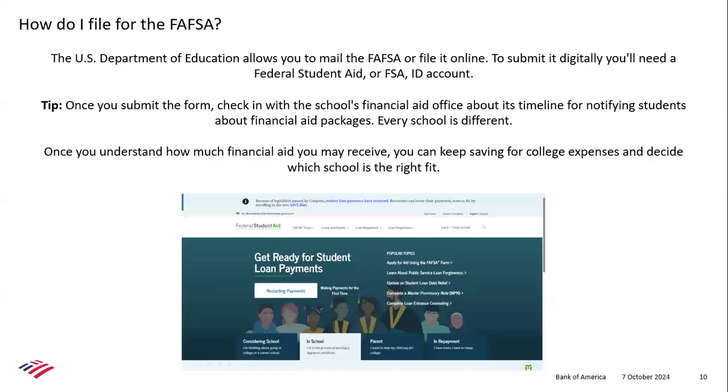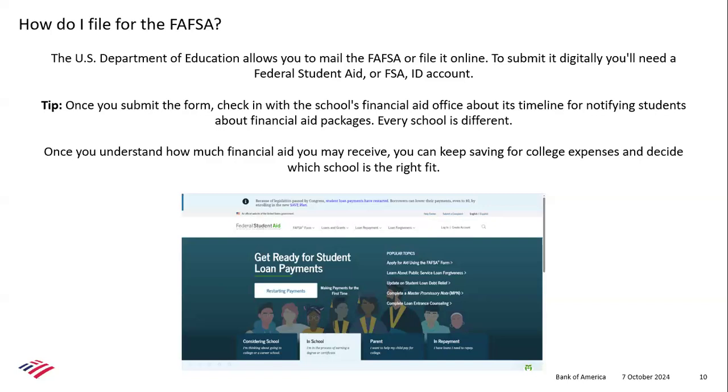As far as a tip, once you close the form out, you can certainly check in with the school's financial aid office about their timeline for notifying you about financial aid packages. Again, every school is going to be different, but communicating with the financial aid offices of the universities you're interested in is certainly going to get you the needed information about when you can expect to hear back.